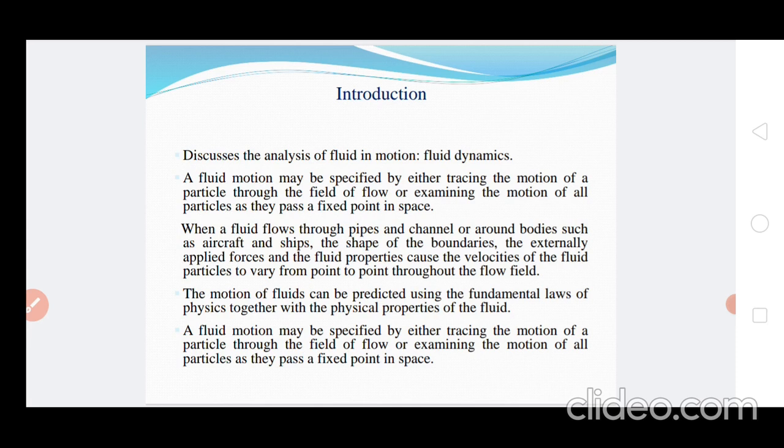When a fluid flows through pipes and channels or around bodies such as aircraft and ships, the shapes of the boundaries, the externally applied forces and the fluid properties cause the velocities of the fluid particles to vary from point to point throughout the fluid flow field. A fluid motion may be specified by either tracing the motion of particles through the field of flow or examining the motion of all particles as they pass a fixed point in space.